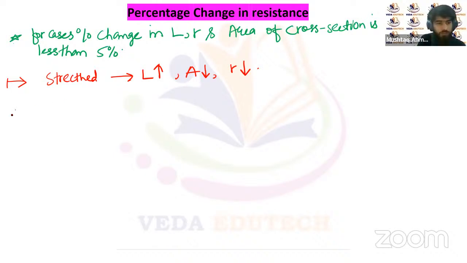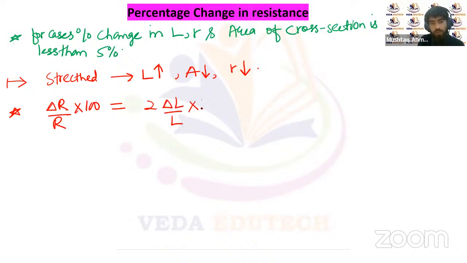Now let's suppose the percentage change in resistance of a conductor. The percentage change in resistance will be given as 2 times delta L upon L into 100. So this is the percentage change in resistance.